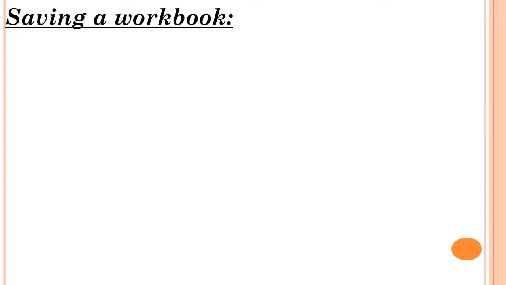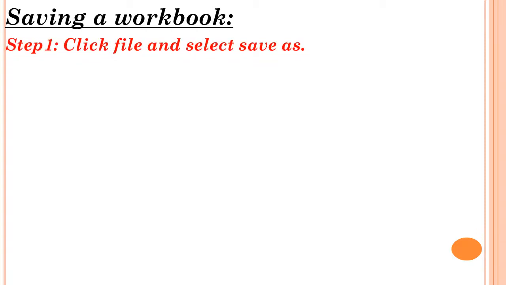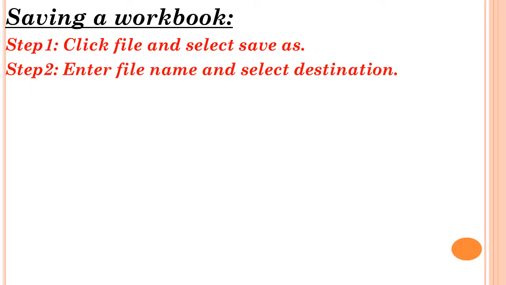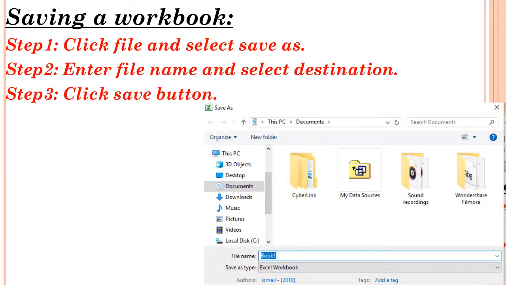Next is about saving a workbook. How you usually save a document in MS Word, the same steps you need to follow here also. Step 1, click the File button and the Save As option. The File button will be present at the upper left part, right? You need to click that File button. You will get a small drop down list. In that drop down list you need to click the Save As option. Next, an extra window will appear. In that window you need to enter the file name and select the destination. Then you need to click the Save option.